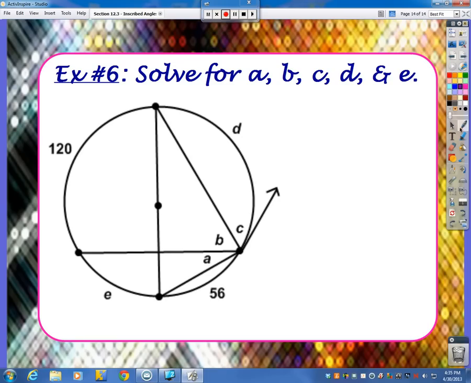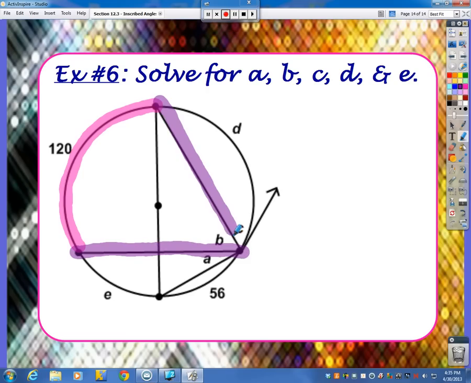Last example. Again, 5 things to solve for, A, B, C, D, and E. So if we look here, that 120 is looking pretty nice. 120 is from here to here. Where does it lead me back to? To angle B. And angle B is an inscribed angle. So the angle is equal to half of its arc. So B is going to be 60 degrees. Okay, 60, check.